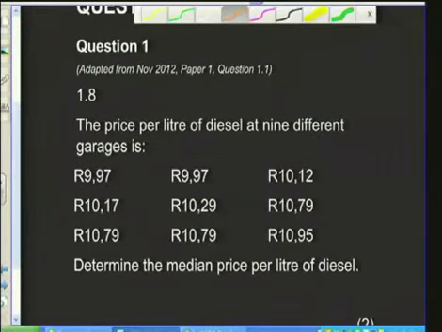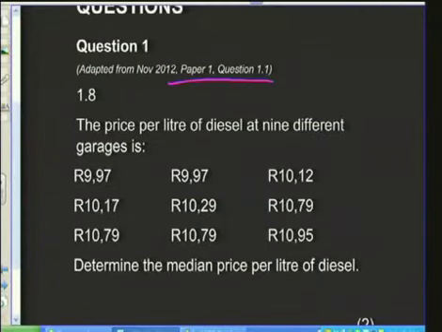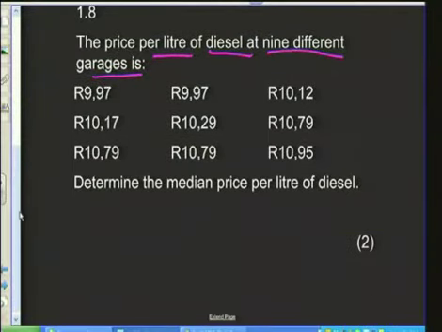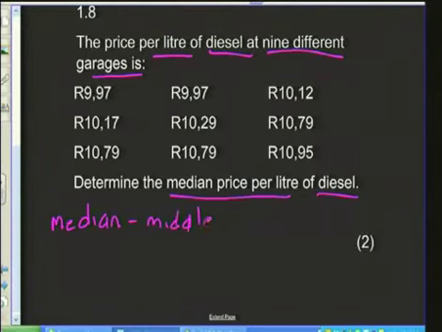And the next question says, same question paper. The price per litre of diesel at 9 different garages is listed below. Determine the median price per litre of diesel. So now it's important that we understand what is median. Median is my middle number. Middle number in order.